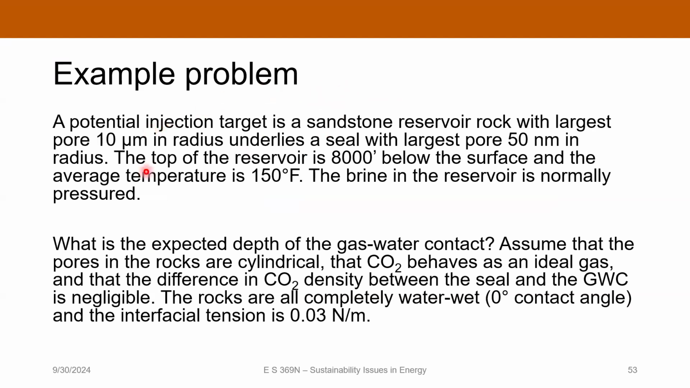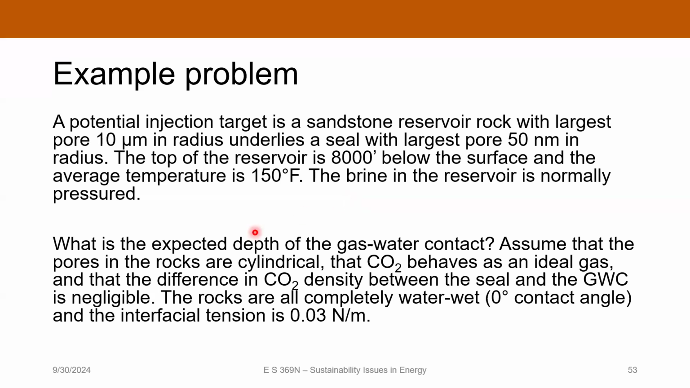The largest pore is 10 microns in radius, and the seal has the largest pore size of 50 nanometers in radius. The top of the reservoir is 8,000 feet below surface. The average temperature is 150 degrees Fahrenheit. The brine is normally pressured. And so what we want to get is the expected depth of the gas-water contact.